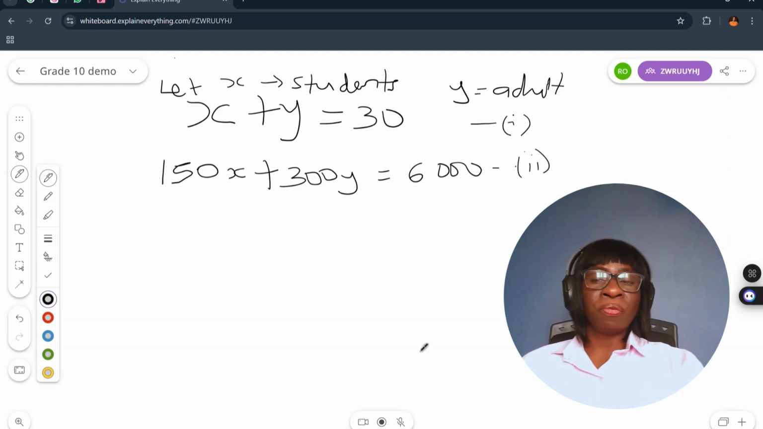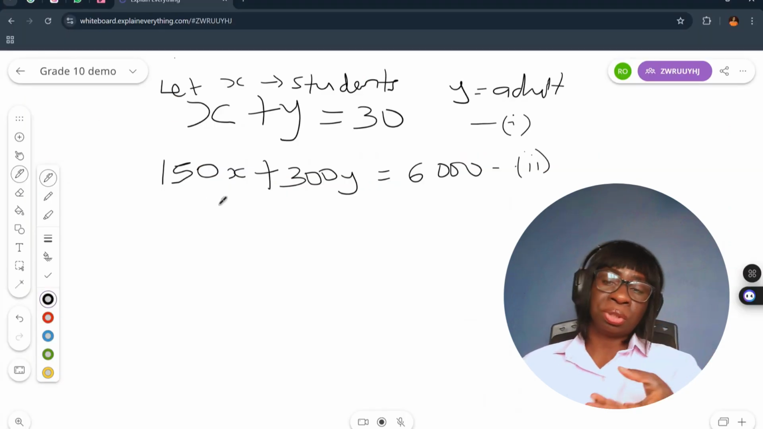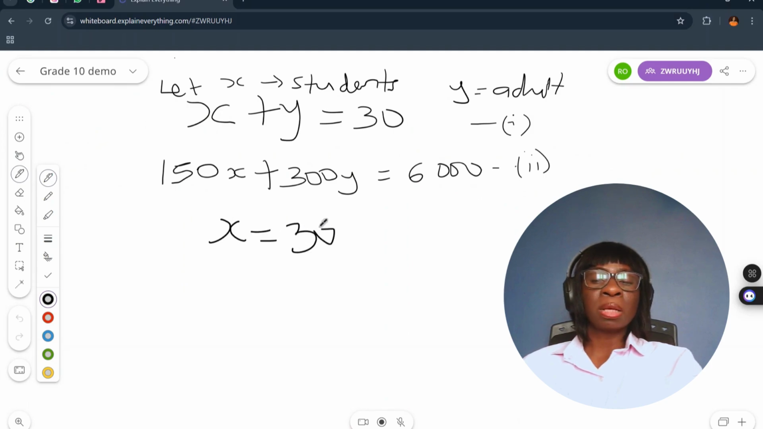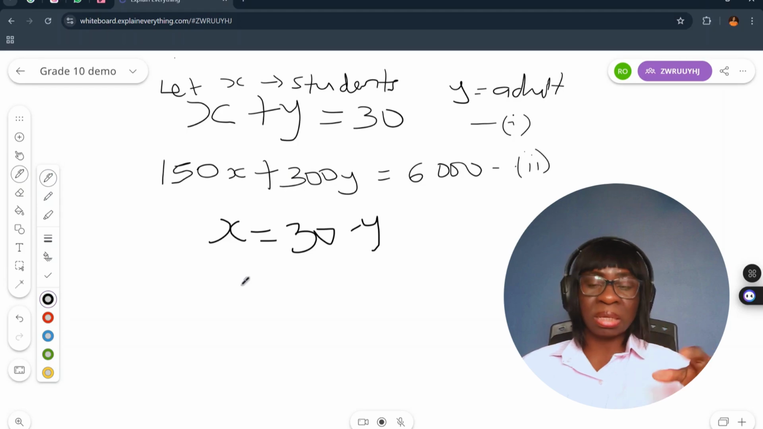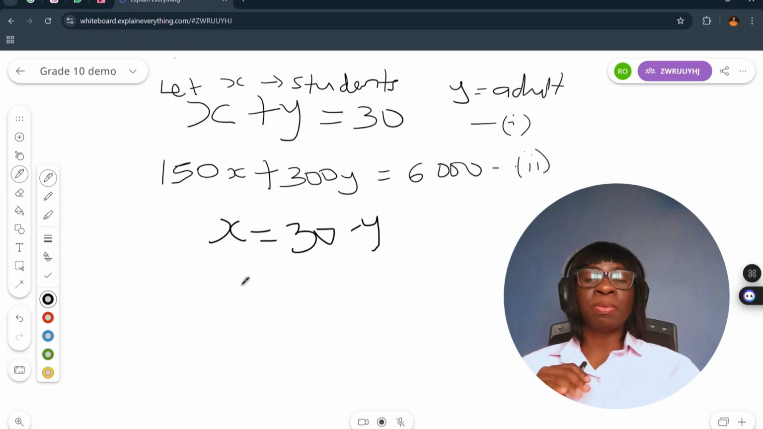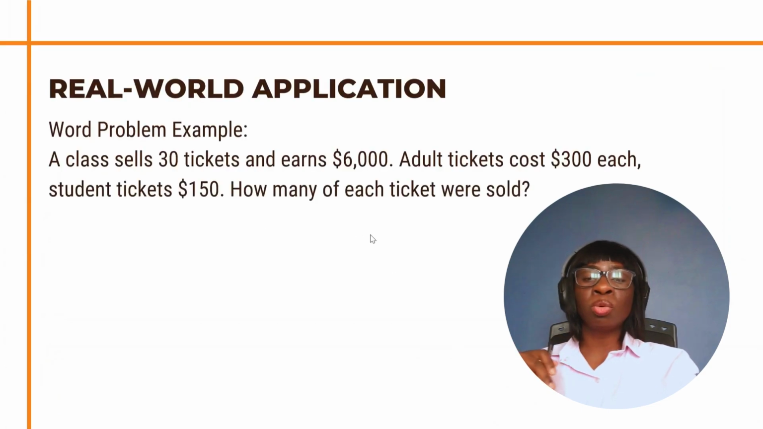Once you've translated your word problem into equations, then you can use any method. You can use either the substitution method or the elimination method to solve further. Here we can use the substitution method, so that x will be equal to 30 minus y. Then you substitute it into the other equation and you get the number of student tickets and also the number of adult tickets. What I am more concerned about in this real world example is to explain how to translate the word problem into a system of linear equations.